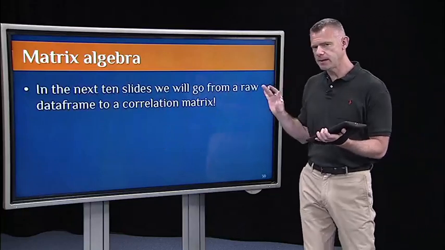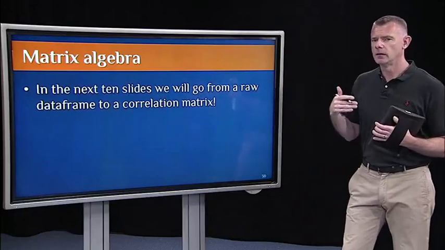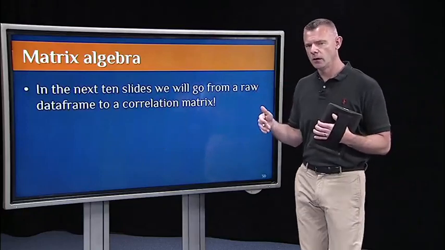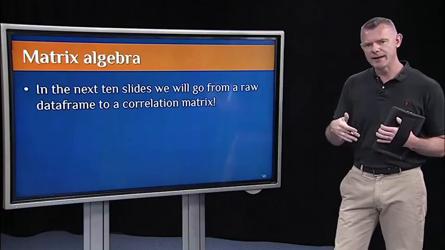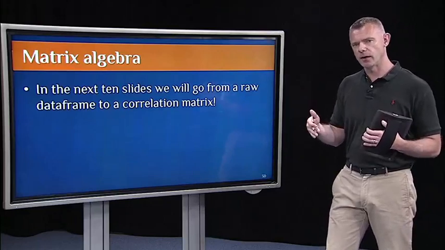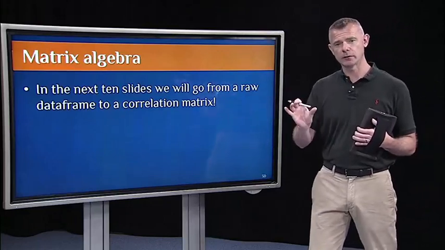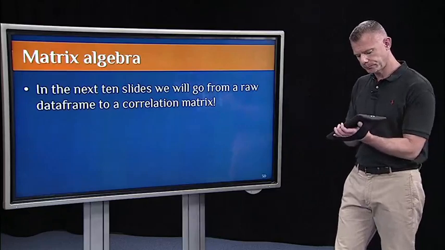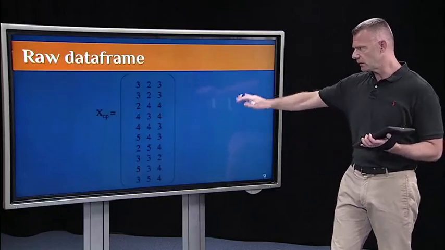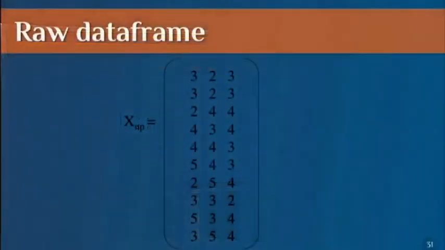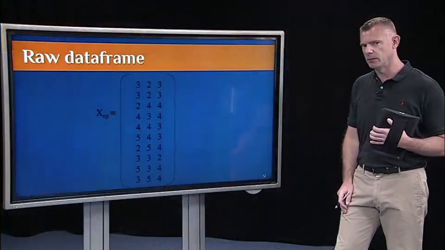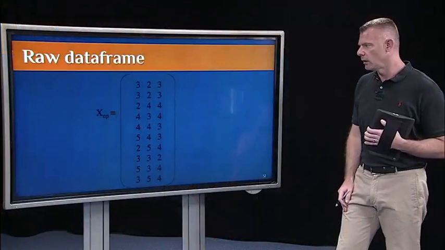So in the next 10 slides, to illustrate addition, subtraction, multiplication, I'm going to go from a raw data matrix, you can think of this as like a data frame in R, to a correlation matrix, just in 10 slides. So here, let's look at a raw data frame. This is a matrix. Again, if you think about a data frame, it's a matrix, right? We talked about that in lab 1 for when we were first learning about how to manipulate objects in R.